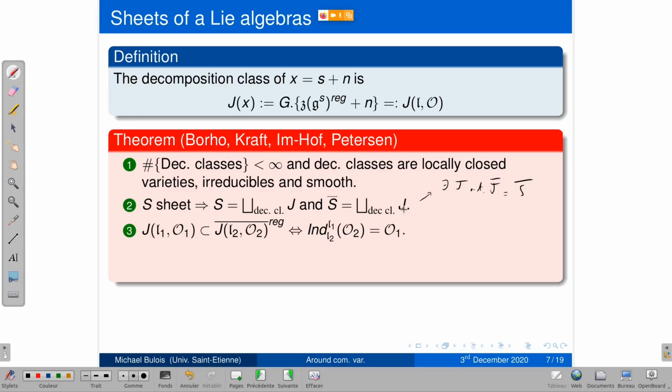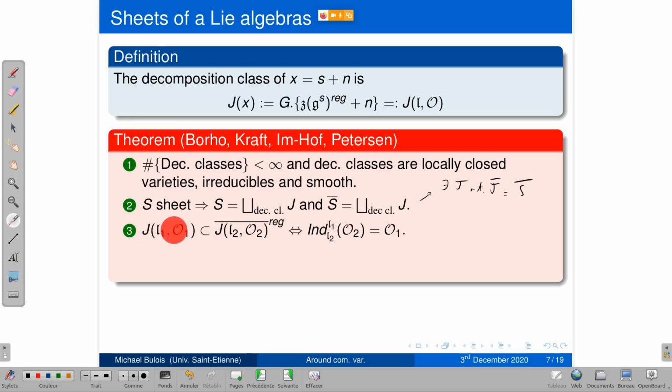There are also some nilpotent orbits. Well, when you have a nilpotent orbit here, it's just a G orbit. We'll come back to it later. And we have, this is the work of Bulois and Kraft. We have something combinatorial to encode those inclusions.